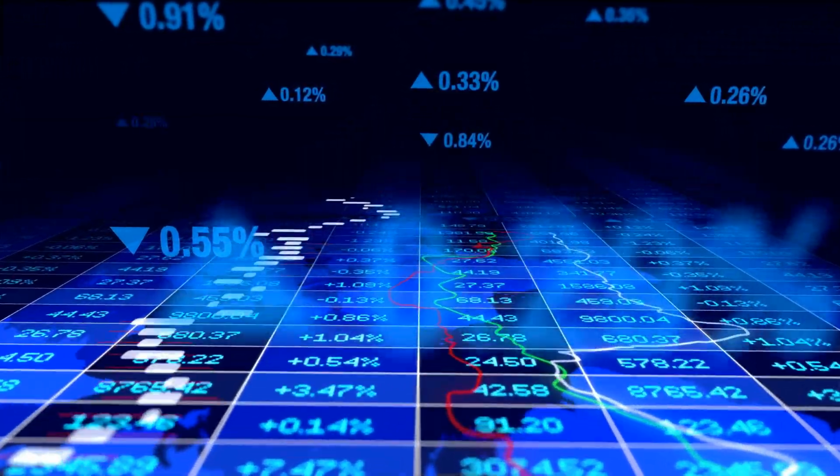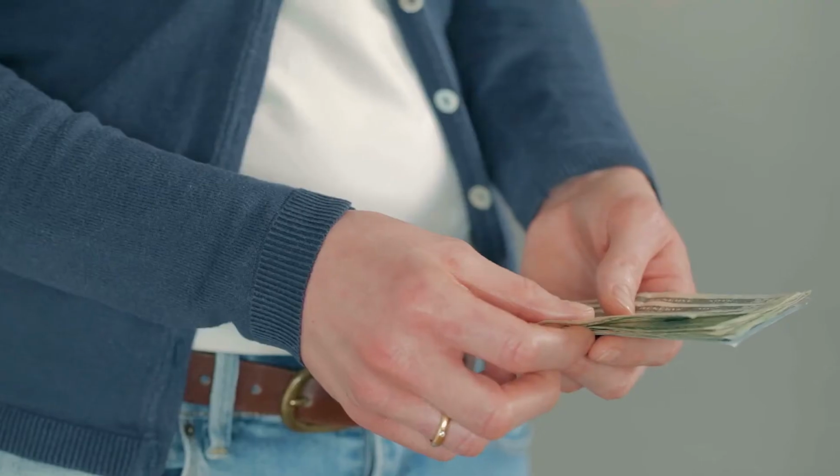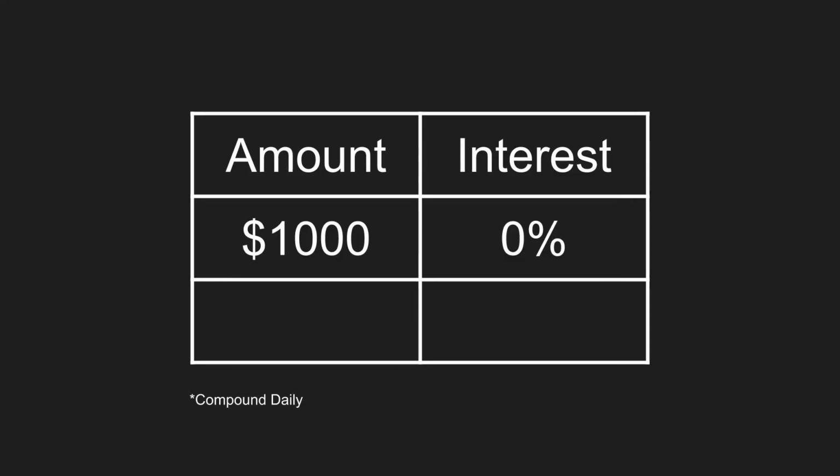Fourth, you can opt into margin. Users are allowed to turn on the margin feature as long as they have a minimum account size of $2,000. To put it simply, margin is pretty much borrowing money to invest. The first $1,000 will not be charged any interest. Anything above that will bear an interest rate of 5% compounded daily.